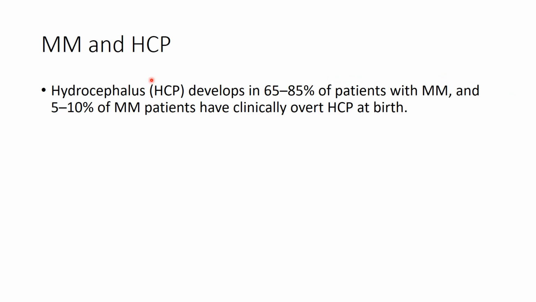So myelomeningocele and hydrocephalus: hydrocephalus develops in up to 85% of patients with myelomeningocele. So these patients are at high risk of developing hydrocephalus and needing a shunting procedure. Also, 5 to 10% of myelomeningocele patients have clinically overt hydrocephalus at birth.